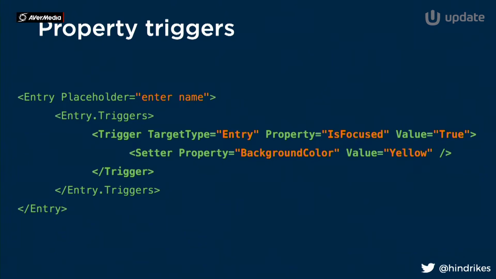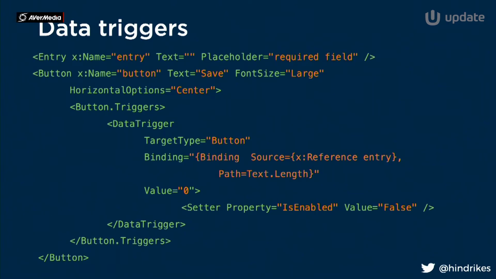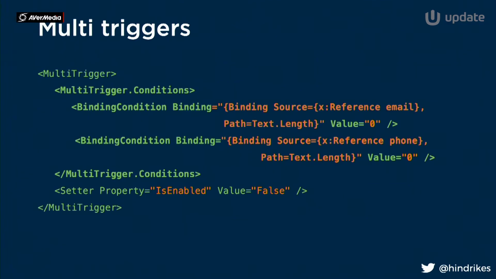We can also do data triggers, and a data trigger is about triggering something when a specific condition is fulfilled. So if, for example, the length of the entry at the top here is zero, we will not enable the button. We will use the setter and the IsEnabled property to set it to false. And then we have multi-triggers. It's basically the same as a data trigger, but we can have multiple conditions.